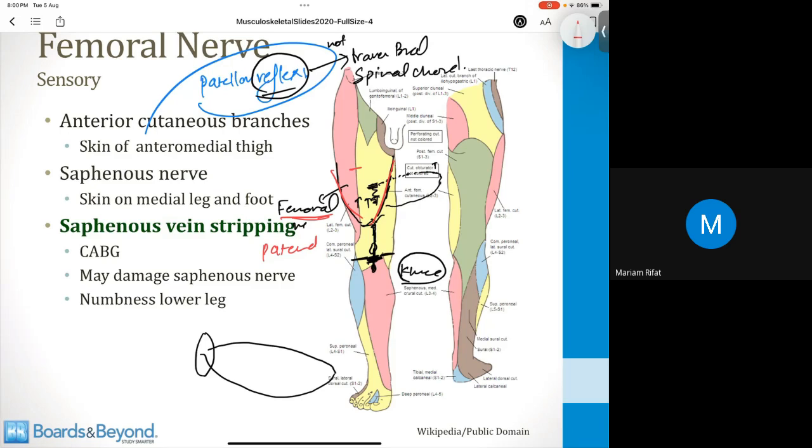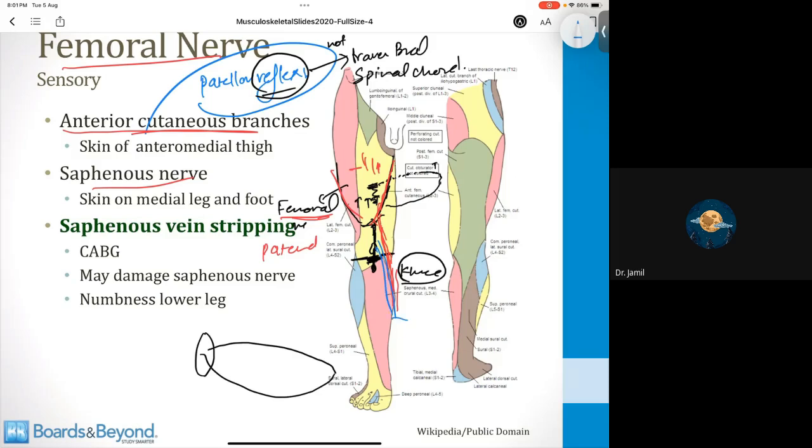Okay, so the femoral nerve is going to supply the anterior cutaneous branch, which supplies the anterior medial thigh aspect. Along with that, we have the saphenous nerve. Do you guys remember the saphenous vein? It's on the medial side of the leg. So one of the branches of the femoral nerve is going to be your saphenous nerve as well, which is in close association with your saphenous vein.